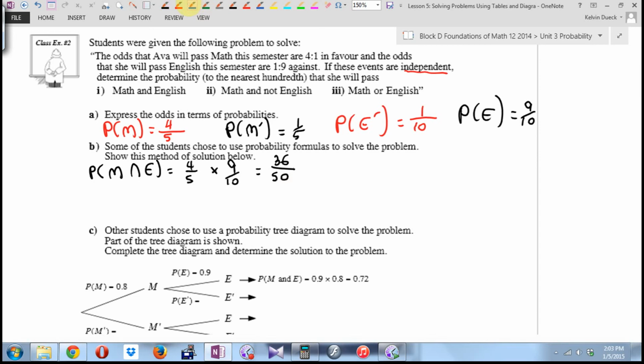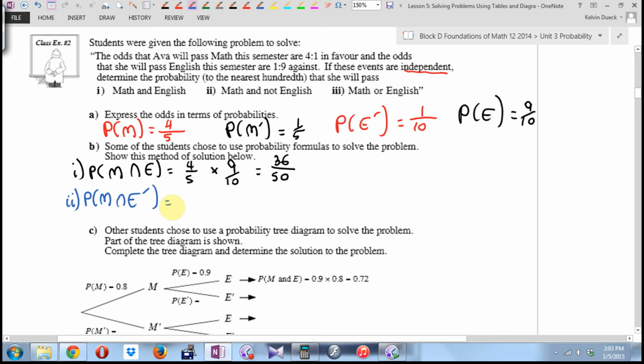Hey, Alyssa, what's the second? You know what? Let's put a little II there. Alyssa, what's the second thing they wanted me to find? Read it again. Did you say and? Okay, so they want math and not English. And the reason I can just straight multiply without getting funky, Sterling, is the word independent. If they're independent, and means multiply.